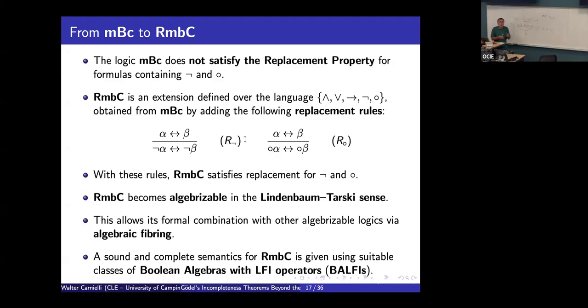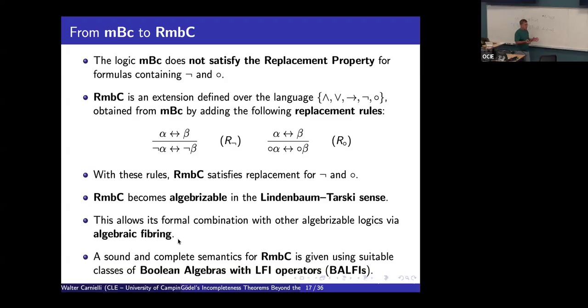But it's not so simple just to add the rules because you have to discover models for it. It was a nice piece of work. We even used a proof assistant, Isabelle, to find proofs and counterproofs. So we finally found a system which is an extension of MBC, with these R rules, which is algebraizable. And this is a nice system to work with. So this becomes algebraizable, and this allows formal combination with other algebraizable logics. That's an important point here.